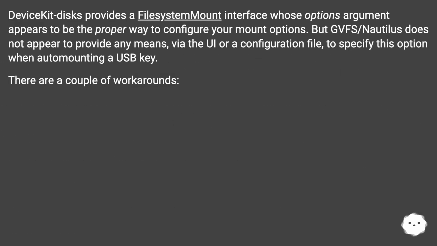DeviceKit-disks provides a file system mount interface whose options argument appears to be the proper way to configure your mount options. But GVFS and Nautilus do not appear to provide any means, via the UI or a configuration file, to specify this option when auto-mounting a USB key. There are a couple of workarounds.